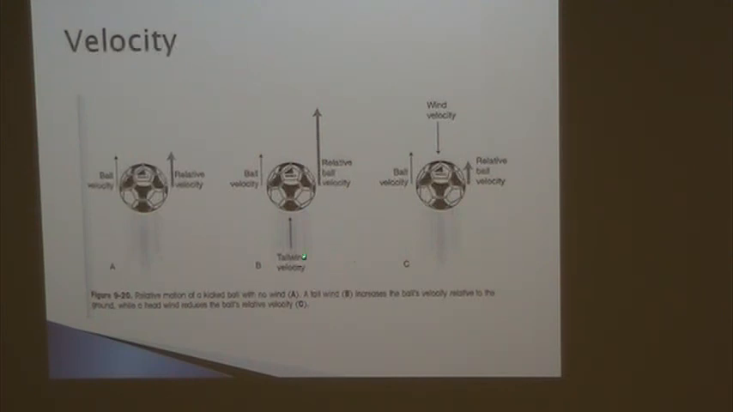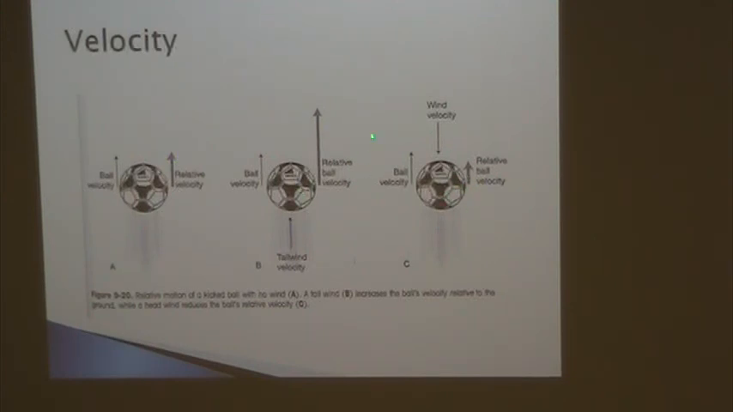Here, we have a tailwind. So you kick a ball, and it's going with the wind. You see what happened to the relative ball velocity. It is much greater than when there's no wind, and especially when it's against the wind. Okay? So there is less resistance here, is what we're saying, and so less friction than you have here or here. And here you have the most friction.